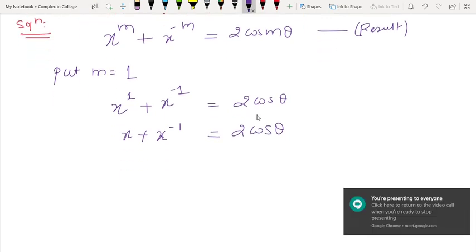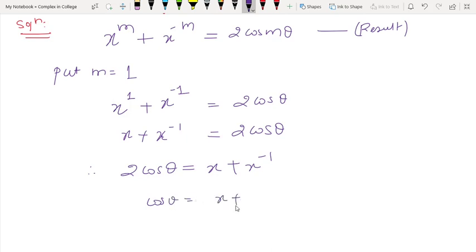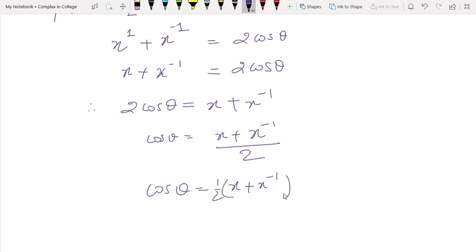What next? So x plus x raised to minus 1 equal to 2 cos theta, this is the result we have. So we proceed further. Let me switch this side. So therefore 2 cos theta is equal to x plus x raised to minus 1. So cos theta is equal to x plus x raised to minus 1 divided by 2, isn't it? Till this you need to at least write the steps. You should be able to get up to here. This is very simple and a normal one.